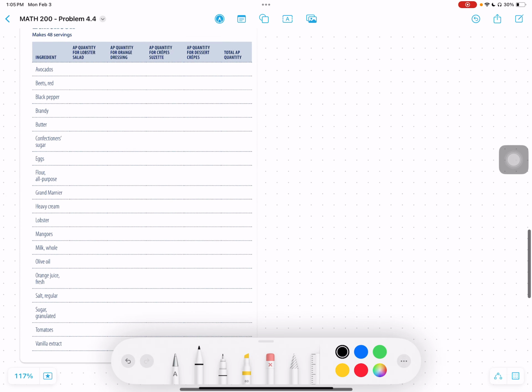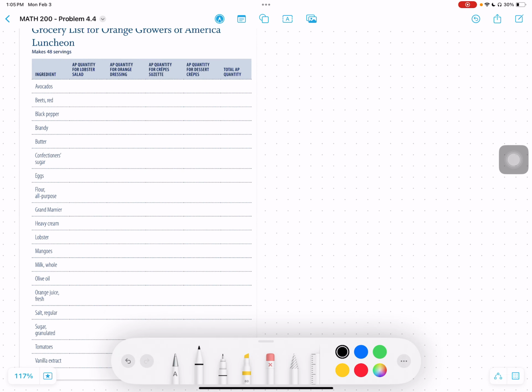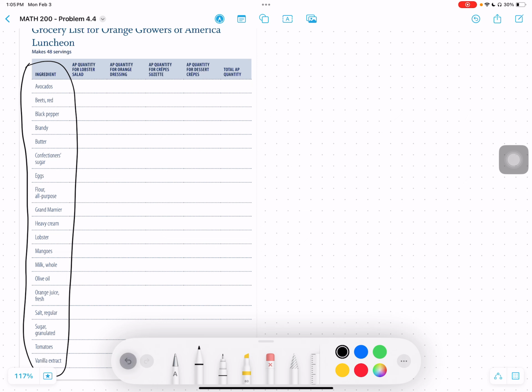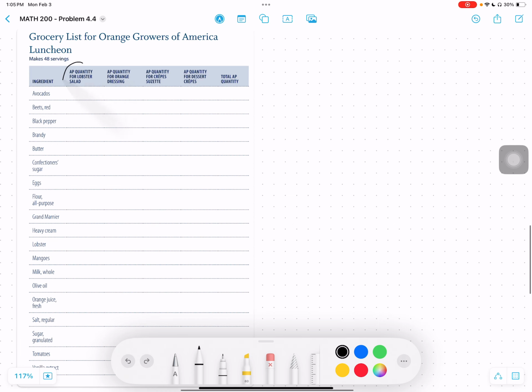The grocery list is organized as a list of all of the ingredients for all of the recipes that we're working with. So every ingredient that you have on the salmon or the lobster and the orange dressing and the crêpe Suzette and the dessert crepes, which are needed for the crêpe Suzette, it's all included in this list. And then we have a column for the lobster salad, for the orange dressing, for the crepes, and for the dessert crepes. And we have a last column that's a total AP quantity.